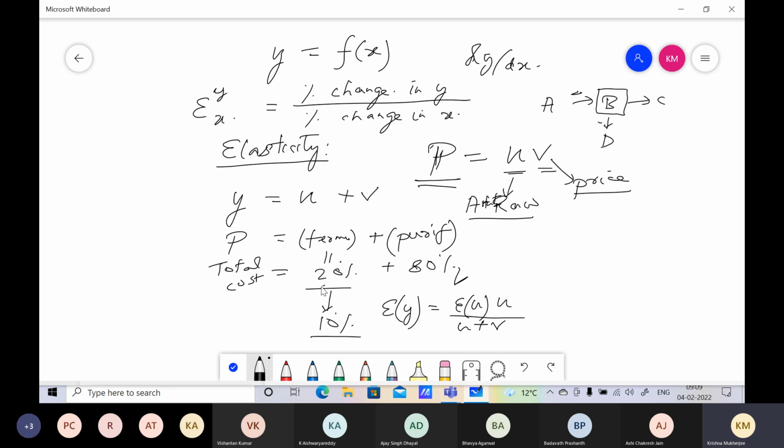And so this is the fraction into the percentage change. So it's really simply an arithmetic average, some kind of weighted average, plus E of v into v upon u plus v. So this is an 80% fraction, and this is a 20% fraction. And so if you change this by 10%, then you would have changed the effective costing by 8%.